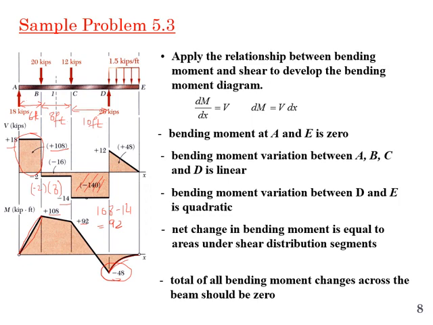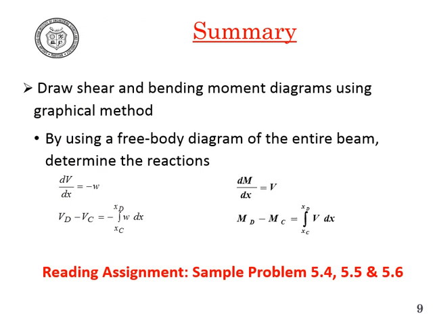Okay, now let's summarize this section or topic. Using the graphical method, we can draw shear force and bending moment diagrams. But again, first we have to find the reactions using a free body diagram for the entire beam. Then we can apply these relationships: the shear force between 2 points is nothing but the area under the load curve. But if there is no load, then it will be constant. And similarly, the moment between 2 points is simply the area under the shear curve.